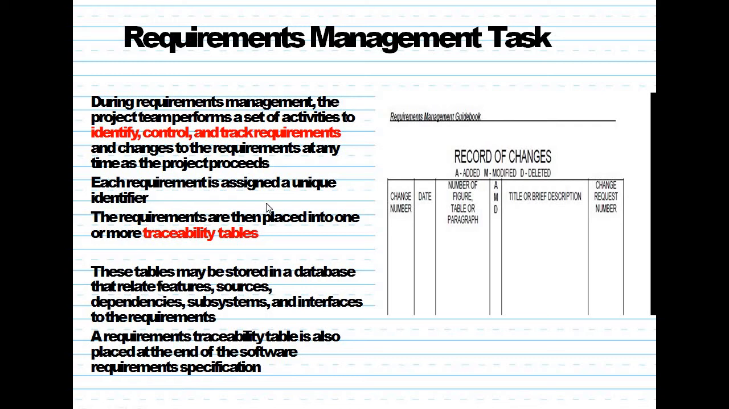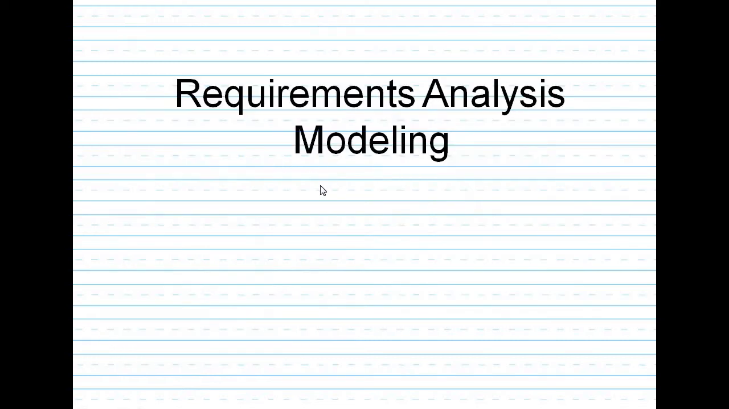So each requirement is assigned a unique identifier. The requirements are then placed into one or more traceable tables. The tables may be stored in a database related to their features, sources, subsystems, interfaces, and dependencies. All our traceable tables are placed at the end of the software requirement specification.